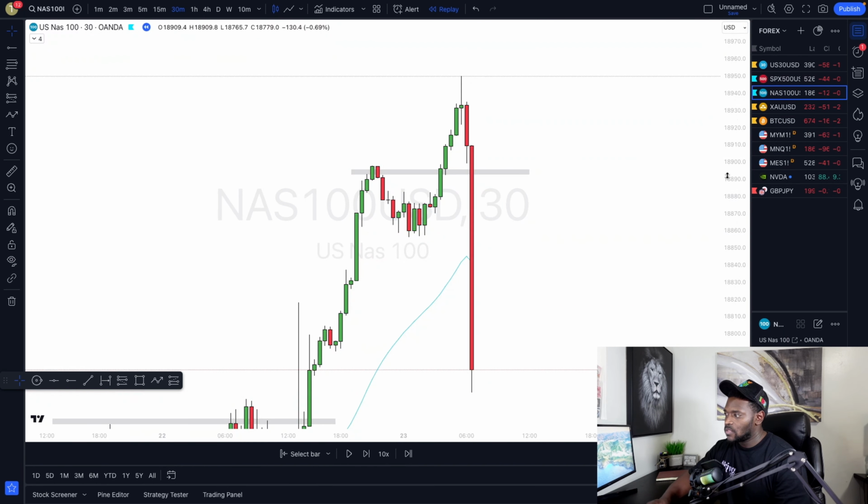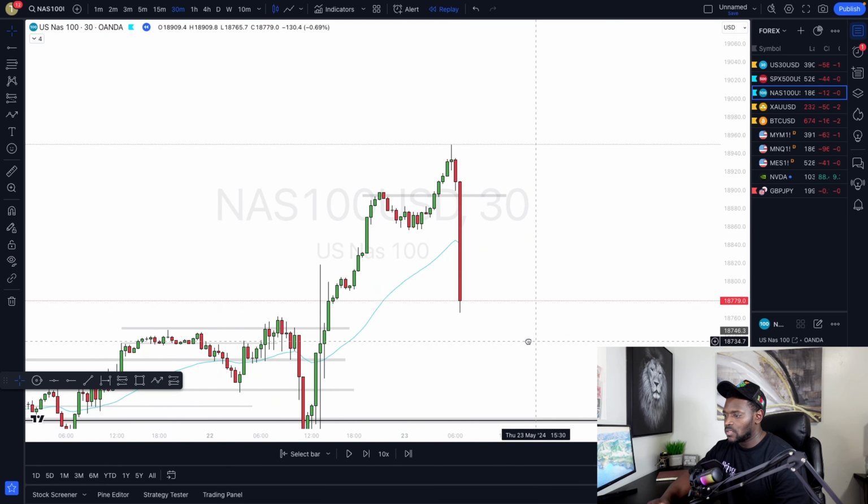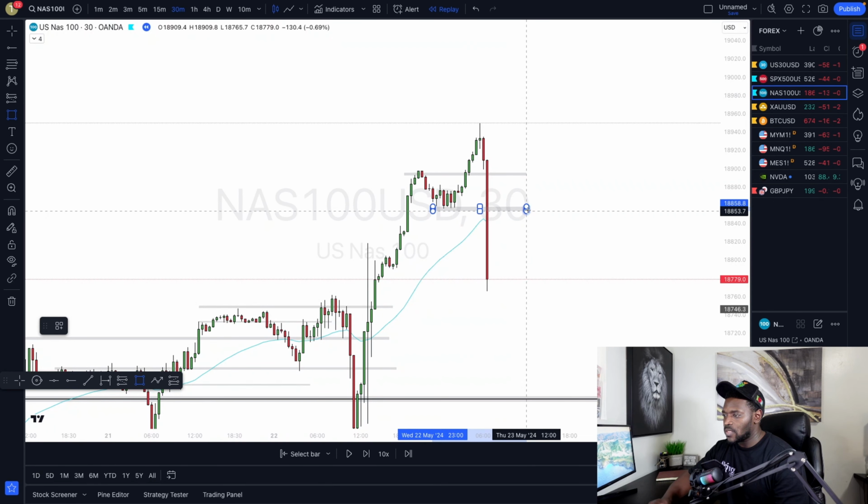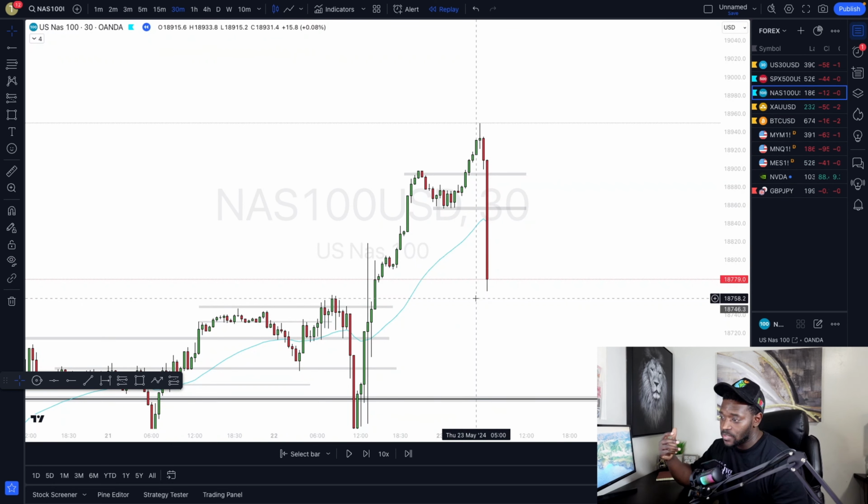All right. So now we've got this big red candle, and what's happened? Well, we've got a little level of structure that's been broken, right? So what does that mean? Does that mean we're in a downtrend?